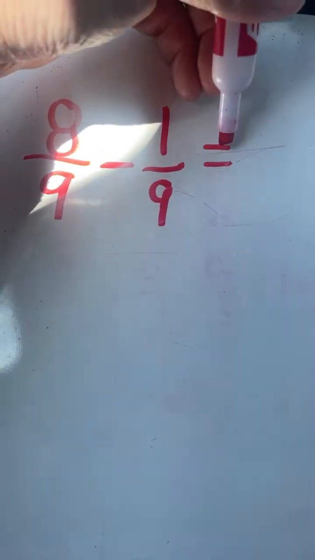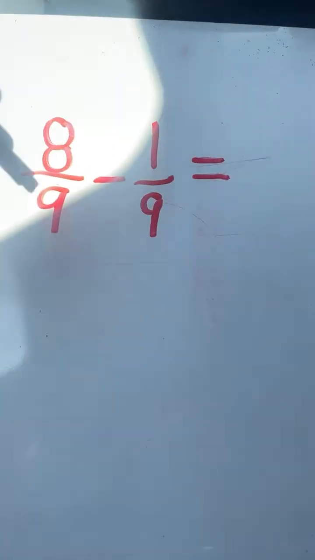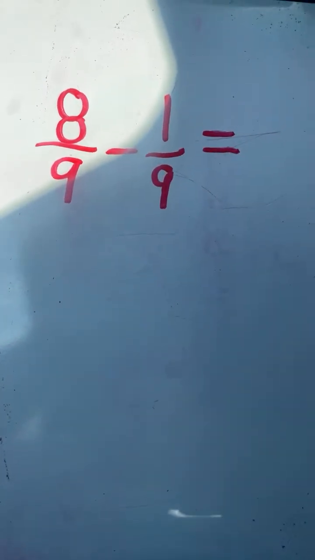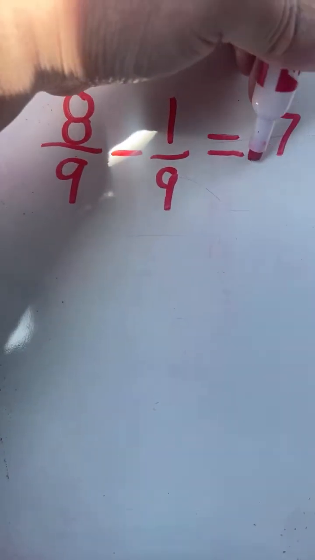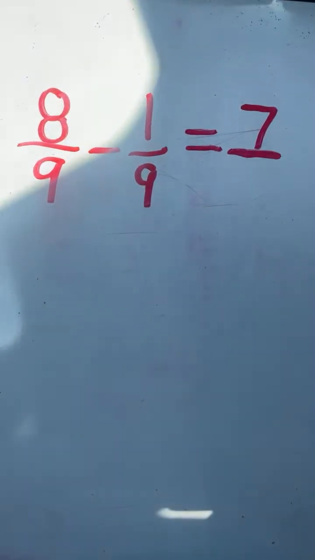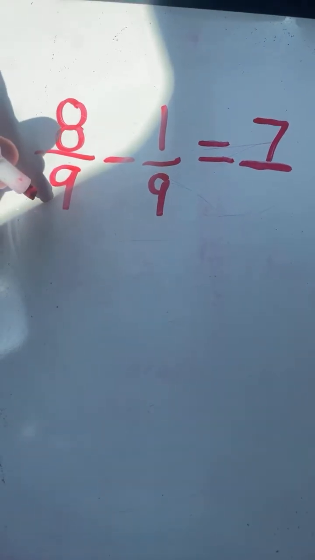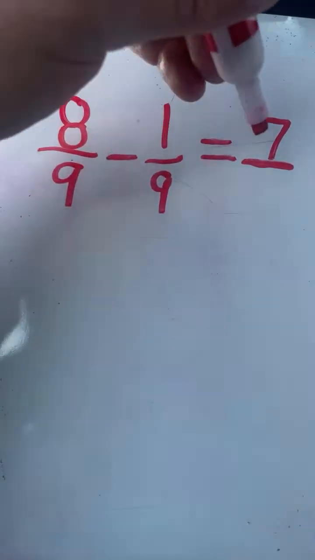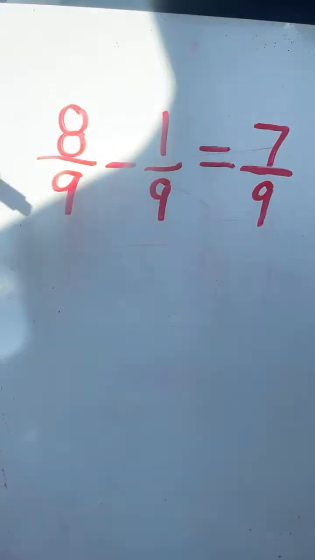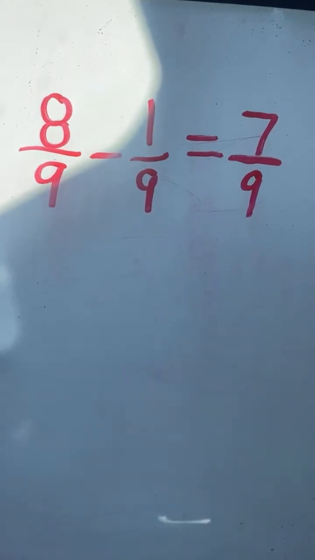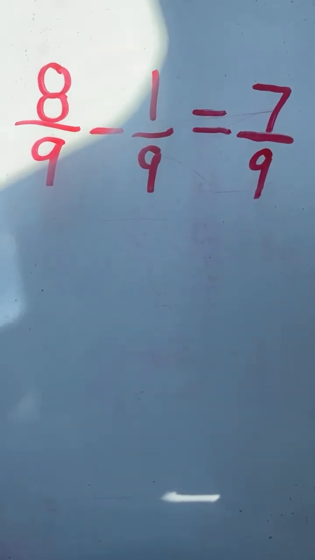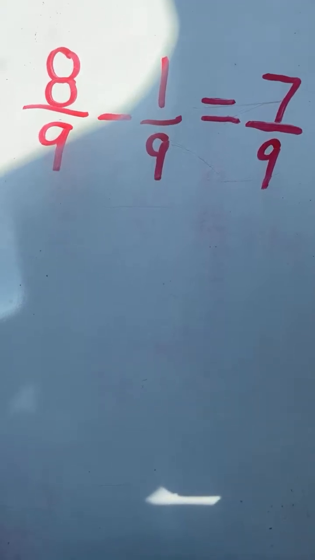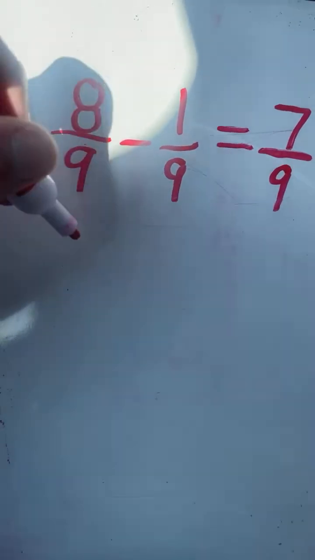8/9 minus 1/9. So, step 1, we subtract our numerators. 8 minus 1 equals 7. Step 2, we keep our denominator the same. The denominator, the bottom number in both fractions we're subtracting, is 9. It's going to be 9 in our answer. 8/9 minus 1/9 equals 7/9. Next problem.